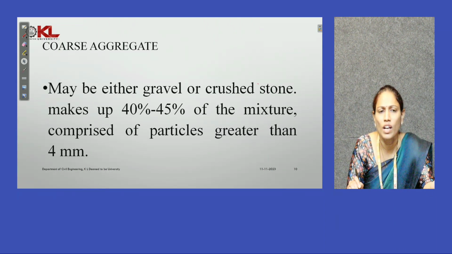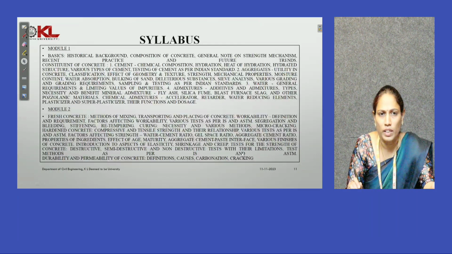Generally we have seen that anything greater than 4 mm we consider as coarse aggregate. So coarse aggregate can be considered as greater than 4 mm, with a percentage of 40 to 45% in the mixture of concrete.